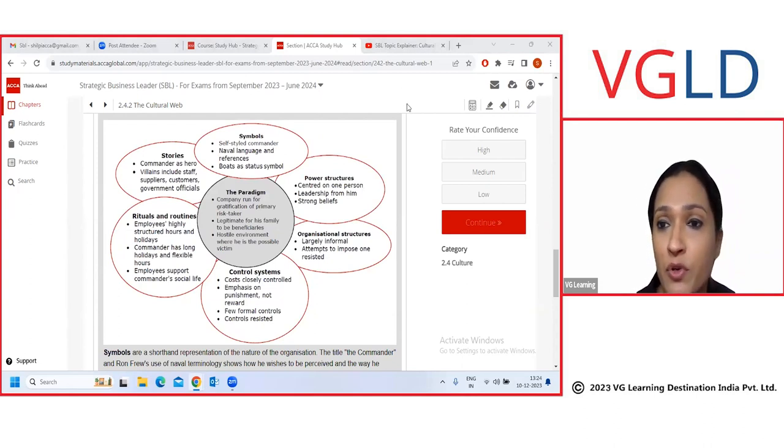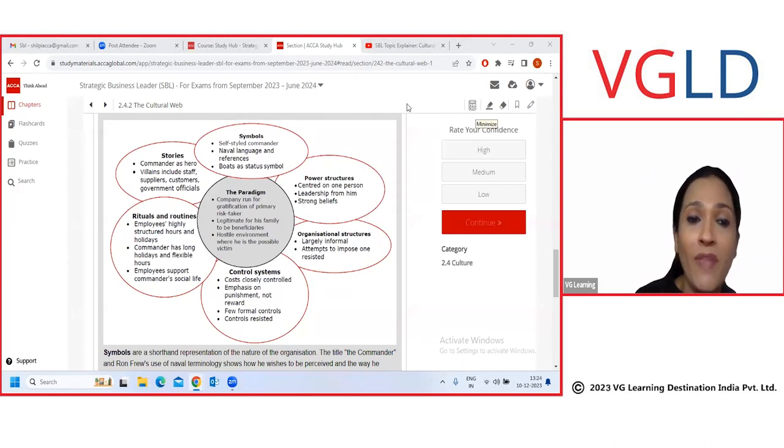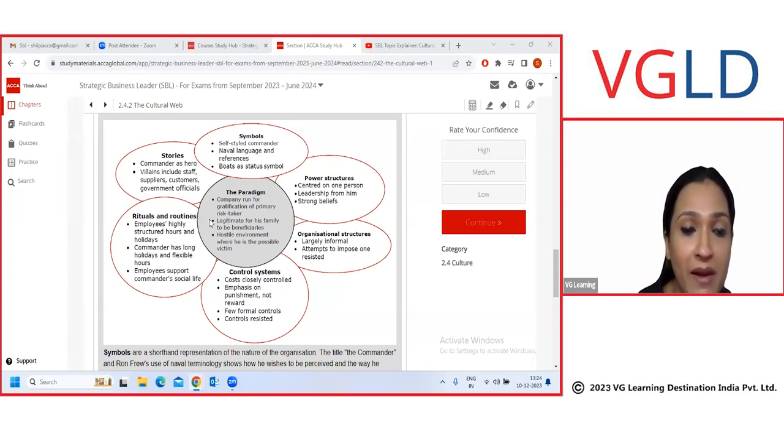So what I want you to do is, first, I want you to review your answers with the help of the model answer. So very quickly go through the entire cultural web diagram on the screen, which talks about the cultural web paradigm.